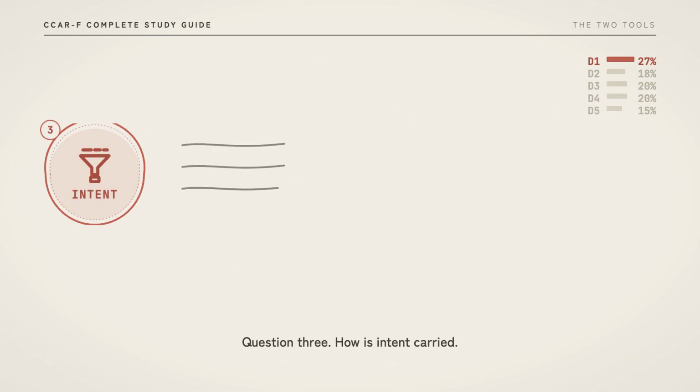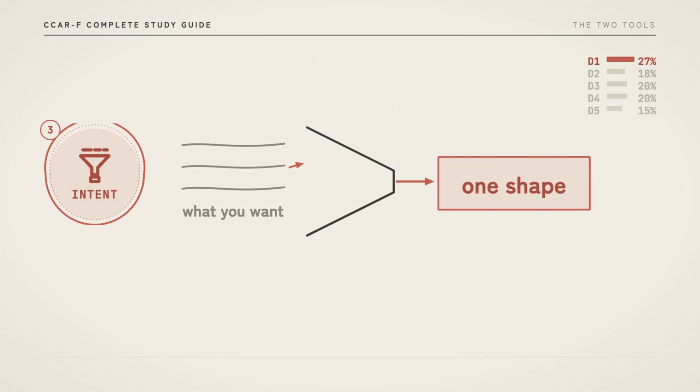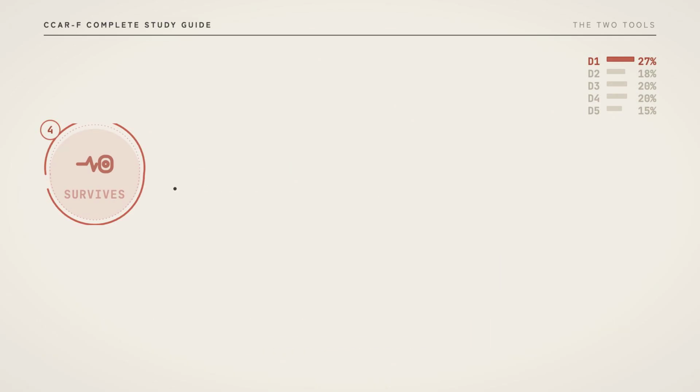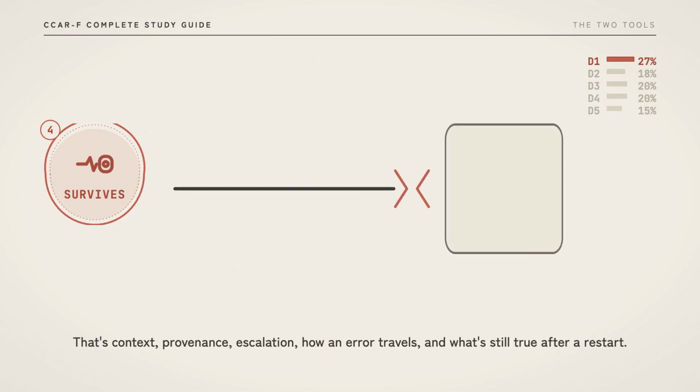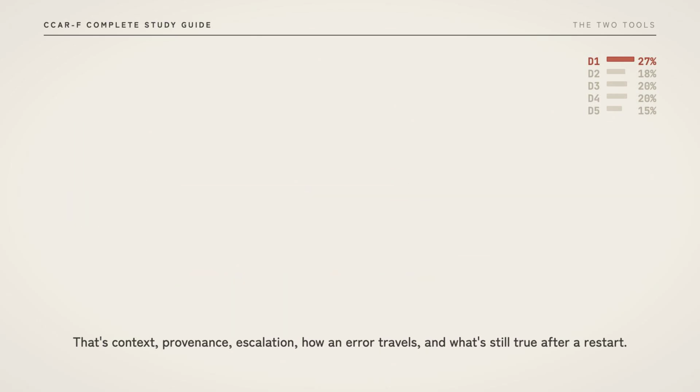Question 3. How is intent carried? You know what you want, and this one asks whether it arrives intact on the far side. Intent travels in the shape of the prompt, or in a schema, or in a check that runs before anything downstream trusts the result. Question 4. What survives? That's context, provenance, escalation, how an error travels, and what's still true after a restart.